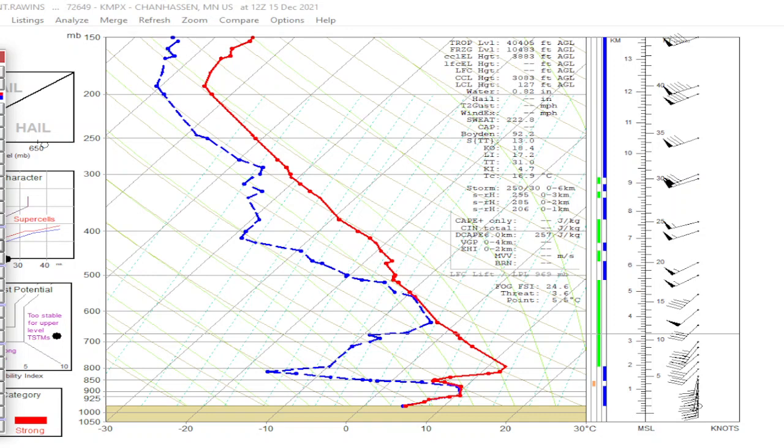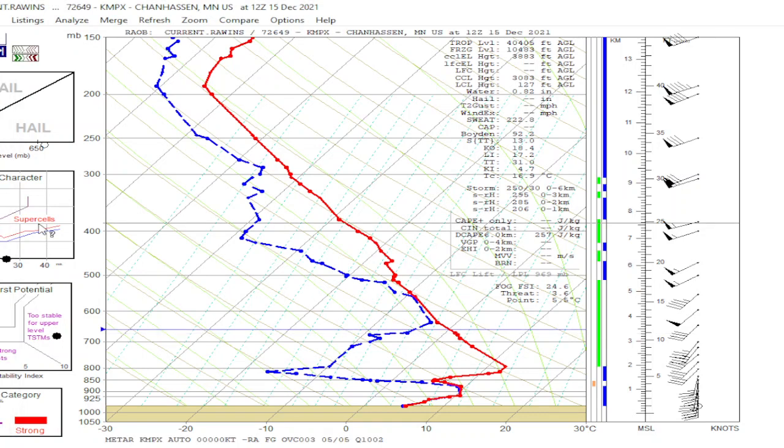Now, if we went with severe storms, too stable for upper level thunderstorms, have a little bit of a strong possibility, mostly a weak possibility for thunderstorms, and then we got no potential at all for hail. I hope you can see that on the screen. It's kind of cut off, but here's our storm character: multi-cell, supercells, ordinary cells. Right down here, we got the dot where we pretty much have no significant chance for them storms at this time. This is 7 o'clock in the morning.